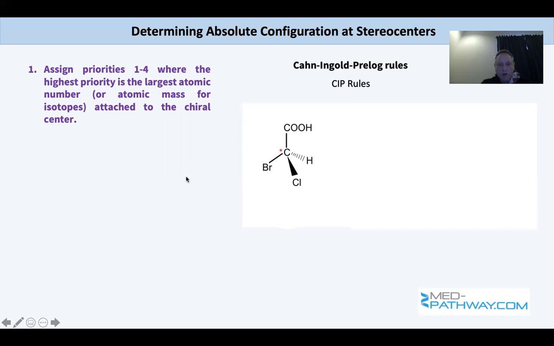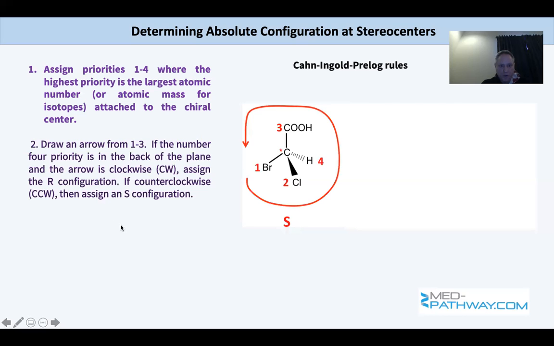So let's do that. When you do that, what do you get? Bromine's the biggest, chlorine's the second biggest, 3 is carbon, and 4 is the smallest. So we've assigned 4 different numbers. And then what you do is you draw an arrow from 1 to 3. Okay, and we notice that it's going to be counterclockwise. If it's counterclockwise, by definition, it's said to be in the S configuration, provided that the number 4 group is in the back. The back is the hatched lines, okay?